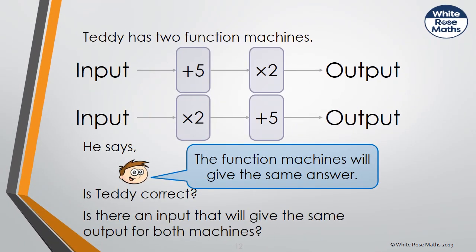So Teddy has 2 function machines. The first one has plus 5, multiplied by 2, and then the output. The second has multiplied by 2 and add 5, and we get our output. Teddy says the function machines will give the same answer. Is Teddy correct? Now, thinking back to the question that we've just done, is Teddy correct? I'd like you to write down your answer on your paper.